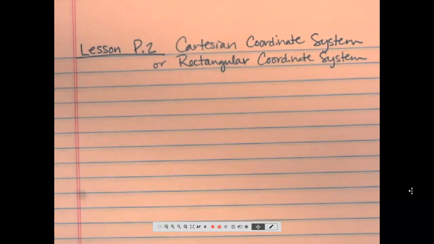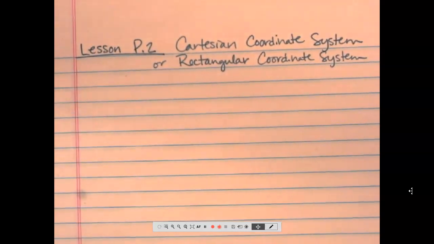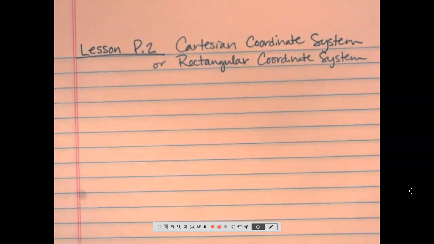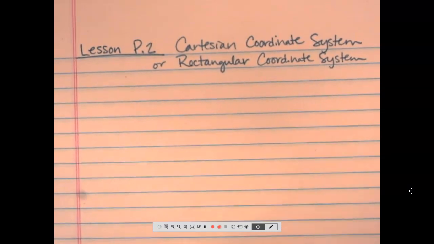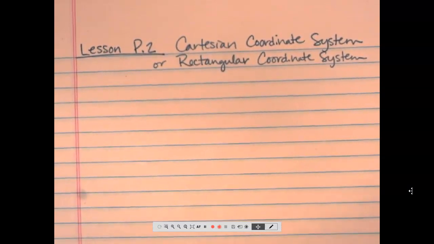All right, so we're talking about lesson P2. P, again, is for prerequisites, this prerequisite chapter. Cartesian coordinate system and rectangular coordinate system is what we're going to talk about. What the heck is that? What is a Cartesian coordinate system? You do know already. It is a fancy term for a graph with an X and Y axis.